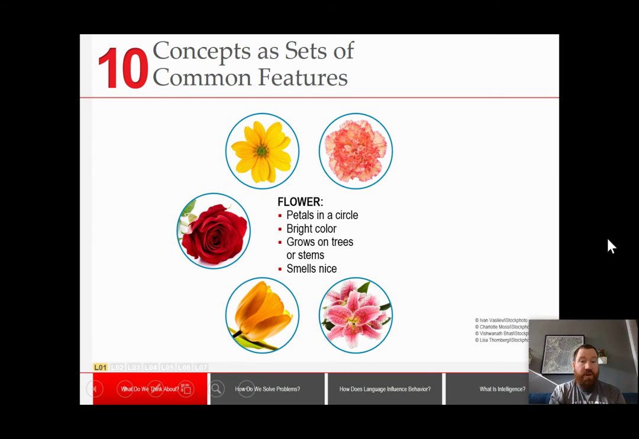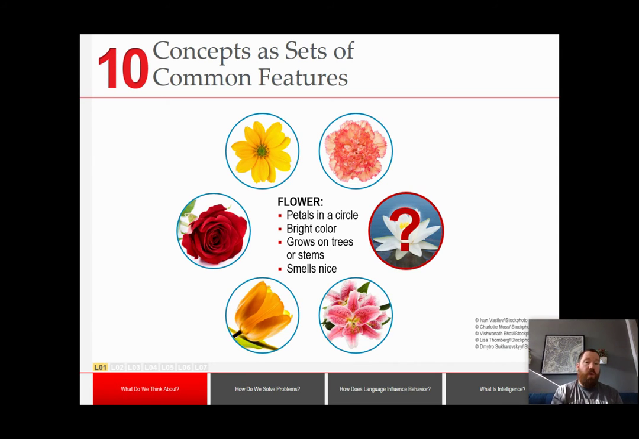The problem here is that we can always think of exceptions, right? We can always think of an exception to the rule. So what about something like a water lily? Does a water lily have petals in a circle? Yes. Is it a bright color? Yes. But it doesn't grow on trees or stems. It grows on the water. So therefore, should it be characterized as a flower or not, if we're only going off of common features?